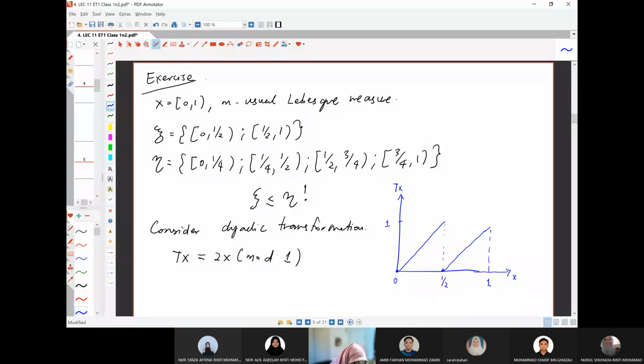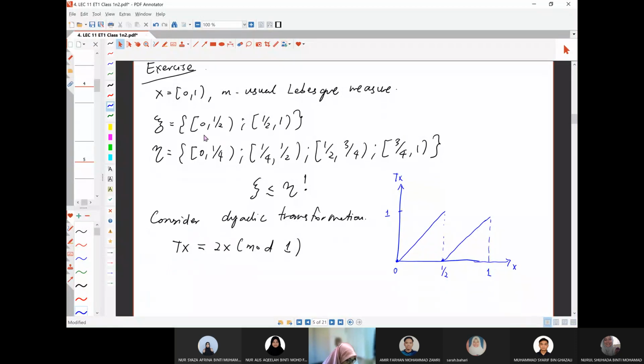So now we want to find the pre-image of the T, the apa tu T, dyadic. Okay, you know the pre-image of the partition, the element of the partition here, 0, half, half, 1, and eta. Now let's try to find the pre-image of the partition, but in dyadic form lah.